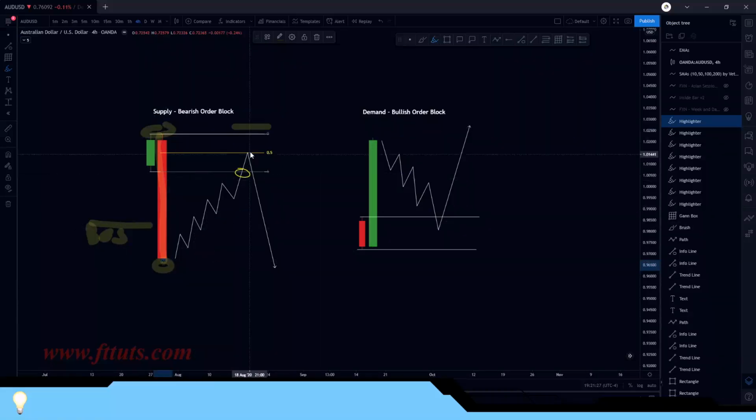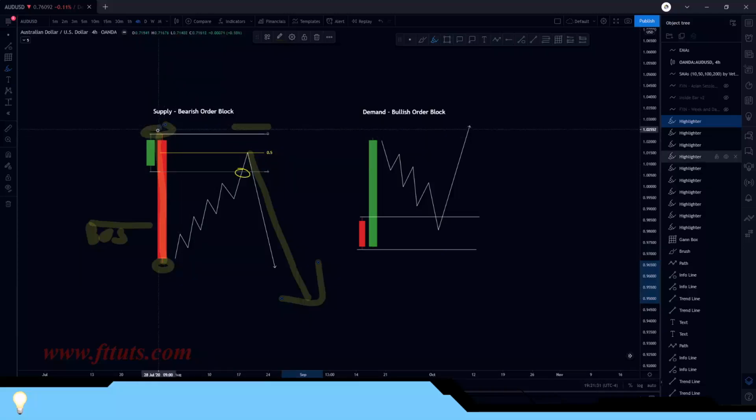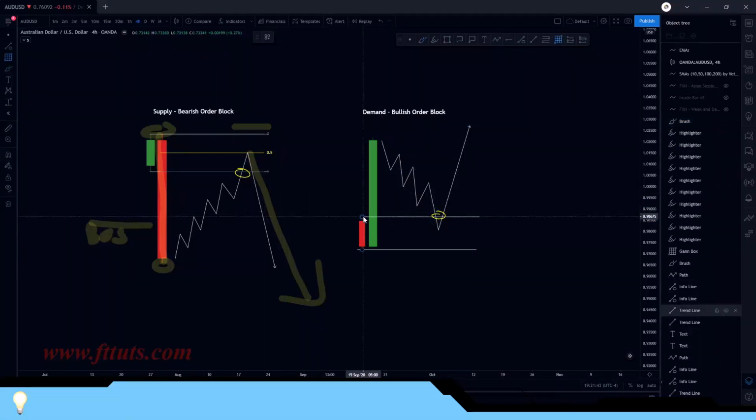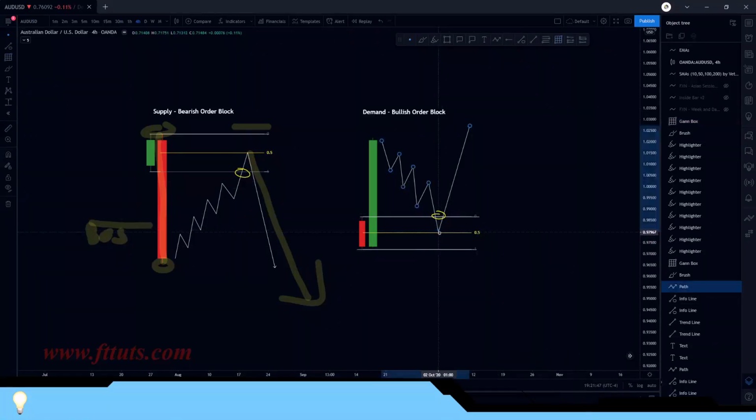And for price to continue within this bearish momentum, it should not break above the previous highs, right? Same thing with the demand area, or the bullish order block. Your distal point would be at the highs here, and then your equilibrium point would be at the 50% mark of this area. And just for illustration purposes, price can really tap deeper within that level of demand.